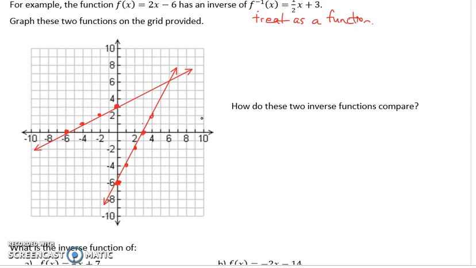That's pretty close. Okay, so now, how do those two functions compare? That's what we're interested in here. We have the function f inverse of x equal to 1/2 x + 3. That's the less steep function. And the more steep function is f(x) = 2x - 6.